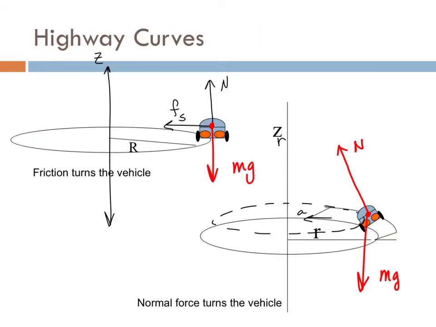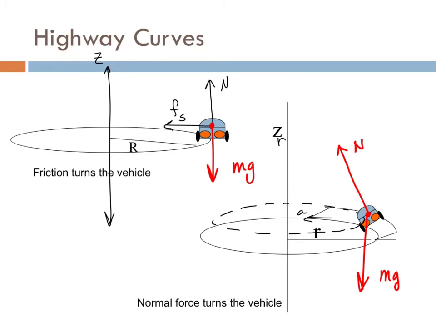Before we look at some examples, I want to talk about two specific situations. These have to do with highway curves. Now, if you are turning on a flat surface, the force that makes you turn is going to be friction. You have static friction that's pulling you towards the center and helping you make that turn. Now, if you are on a curved surface, or a banked curve is what they're called, then the normal force, or a component of the normal force, is what's going to help you, again, make that turn.